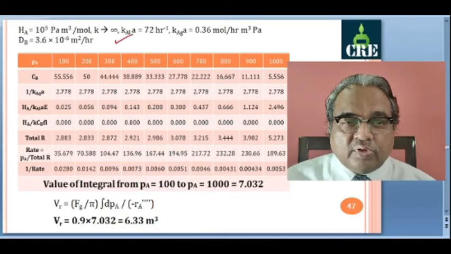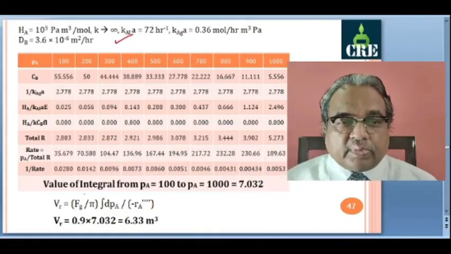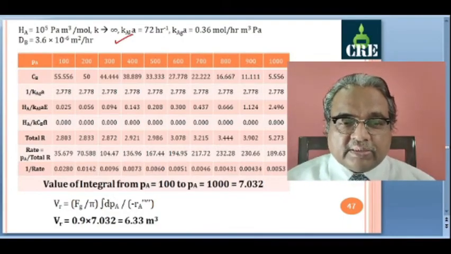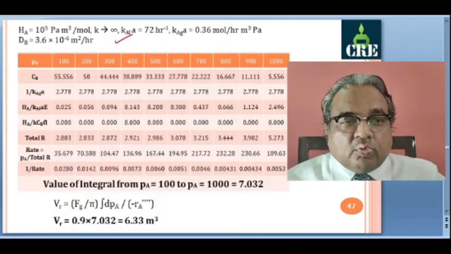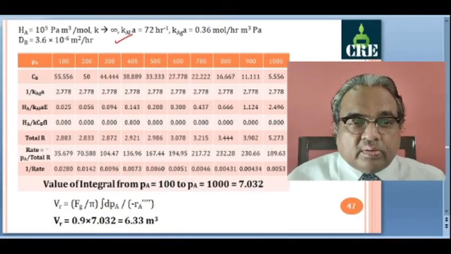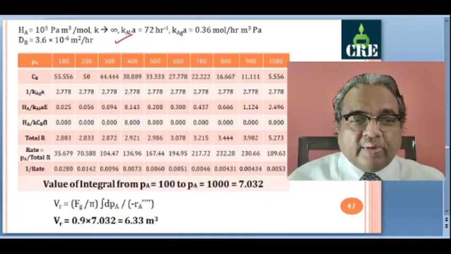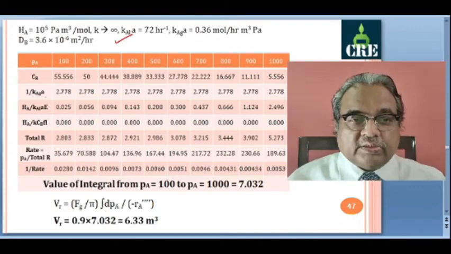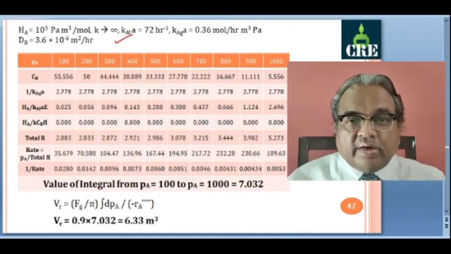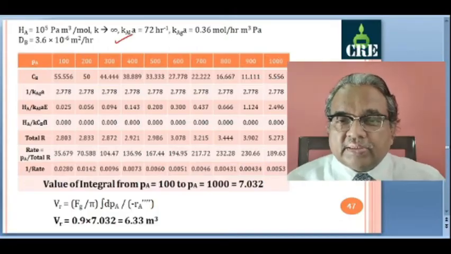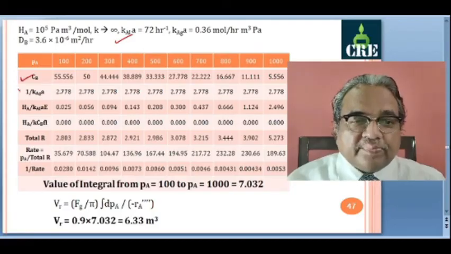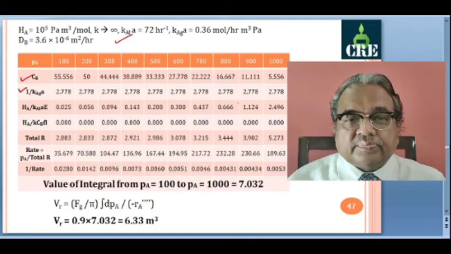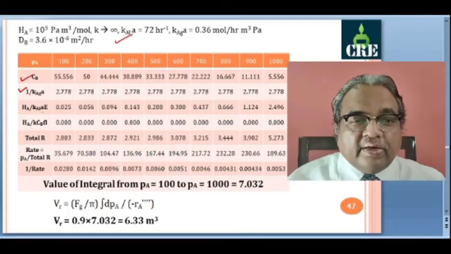Now look carefully into the calculations. Now here we are calculating this integral dPA by minus RA. So what we want is rate is PA divided by total resistance. PA values we have taken 100 to 1000. So numerical method of integration remains same. Calculate CB values. 1 upon KGA constant, HA by KLA into E.